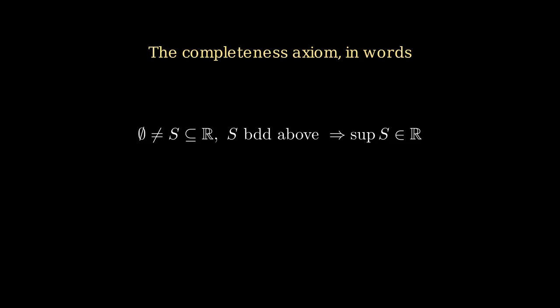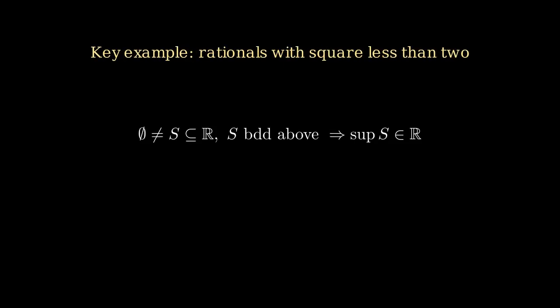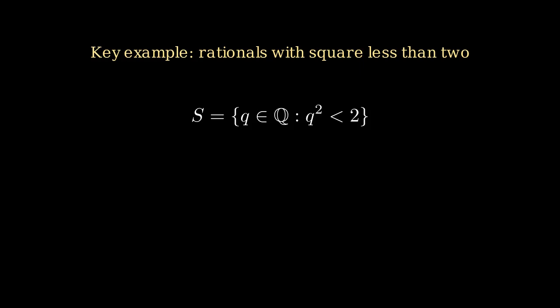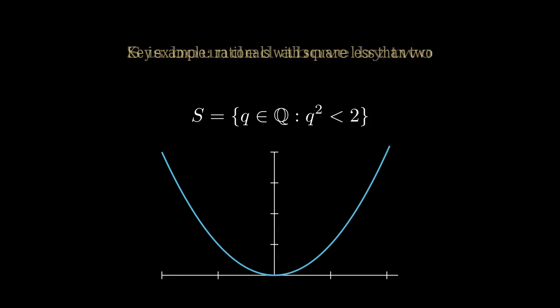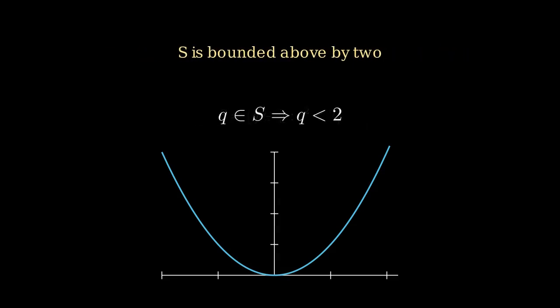In words, it says that every non-empty set of real numbers that is bounded above must have a least upper bound, and that least upper bound is itself a real number. Here is the key example that shows the rational numbers do not have this property. Consider the set of all rational numbers whose square is less than 2. This set is bounded above by 2, since every number in the set, when squared, gives something less than 2, so no element of the set can be larger than 2.